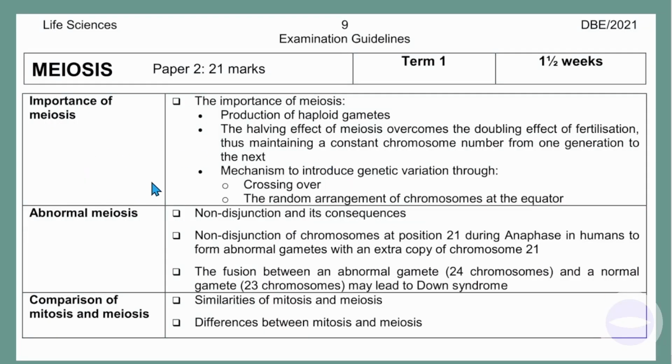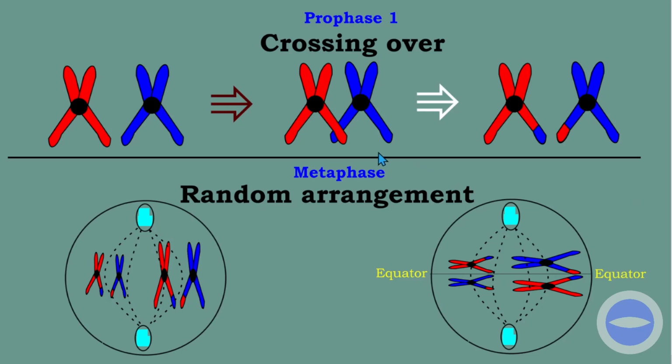And again, something that meiosis does: the mechanism to introduce genetic variation through crossing over and the random arrangement of the chromosomes at the equator. Genetic variation simply means we have different genes. We might be born from the same parent, but we have different genes. You remember we talked about crossing over, which takes place during prophase 1 of meiosis 1. So this is the crossing over. The result of crossing over is when homologous chromosomes exchange sections of genes.